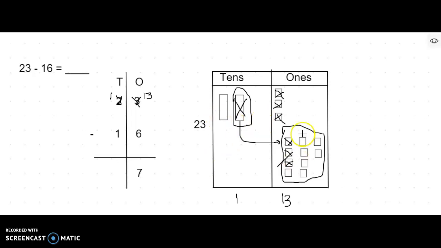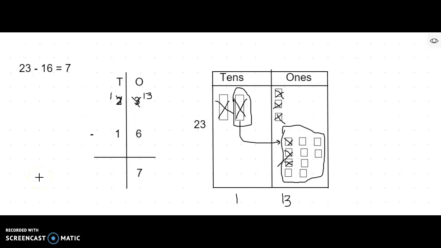And I regrouped that 10, so now I have 1 10 I can take away. And I'm taking out 1 10 because 16 has 1 10, so I'm going to just cross it out. Do I have any 10s left? No. I already redistributed or regrouped that 10 into 10 ones, and the other 10 I'm taking away because I have to take away a 10. So 23 minus 16 is just 7. 23 minus 16 is 7.